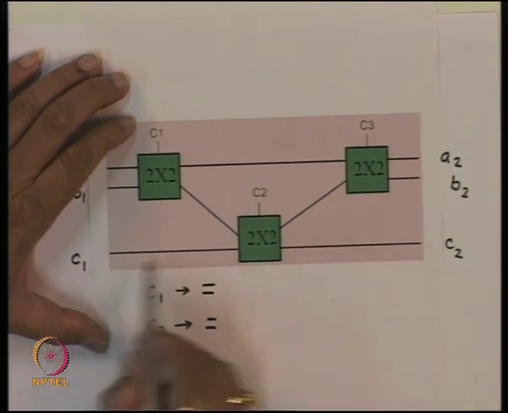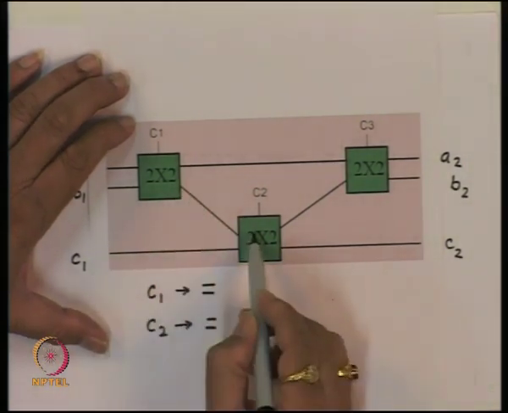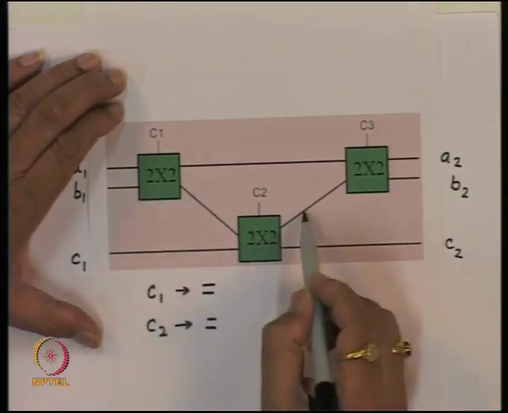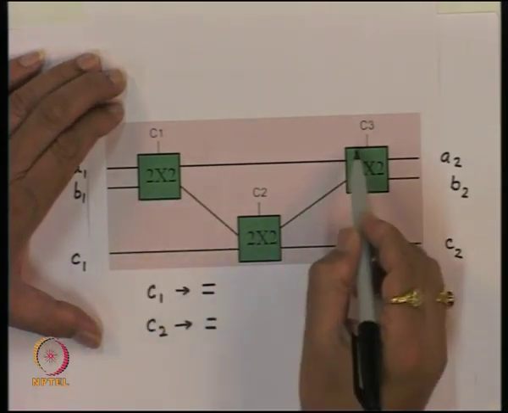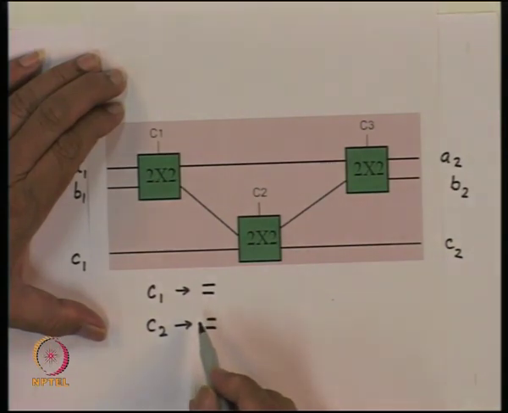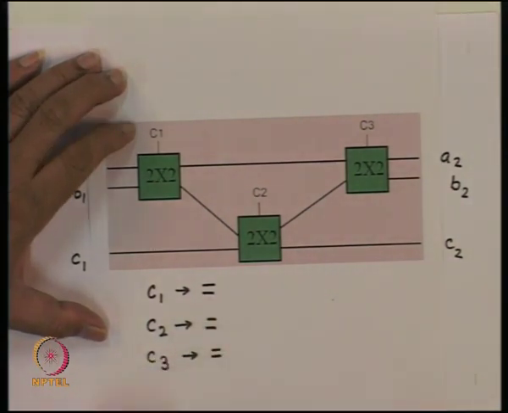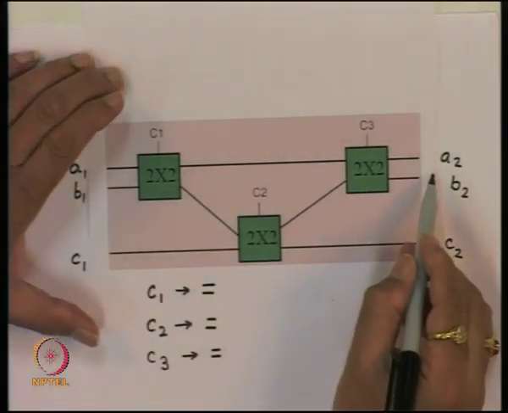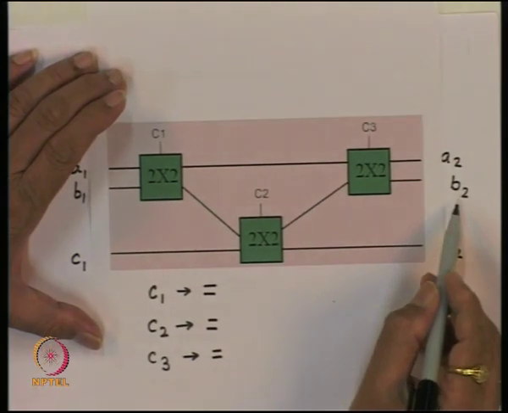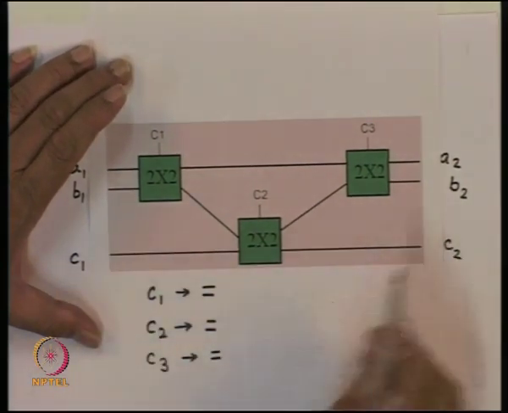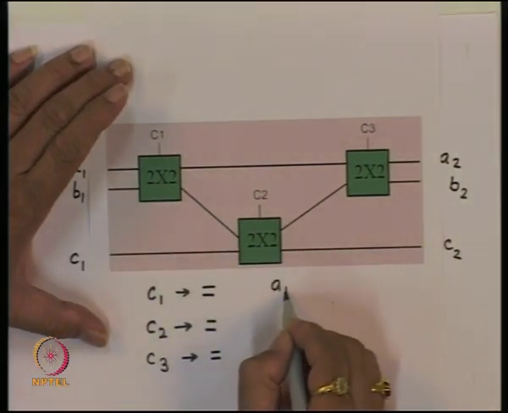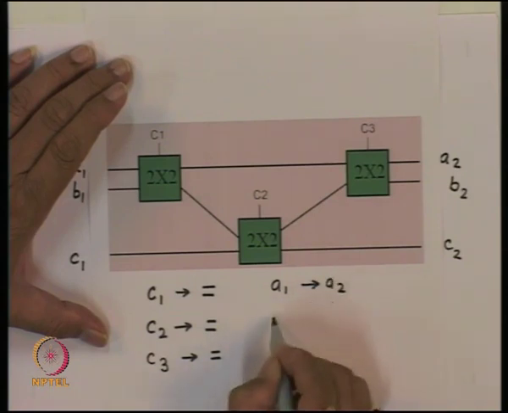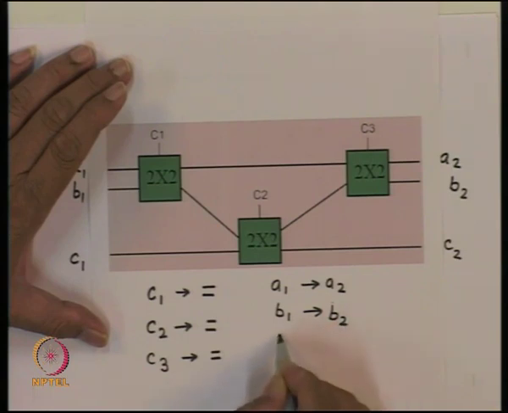So C1 appeared here, B1 which came here appeared here, and let us say C3 also was in bar state. So I have C3 which is also in bar state. So A1 will get connected to A2, B1 will get connected to B2 and C1 will get connected to C2. So we have connection A1 to A2, B1 to B2 and C1 to C2.